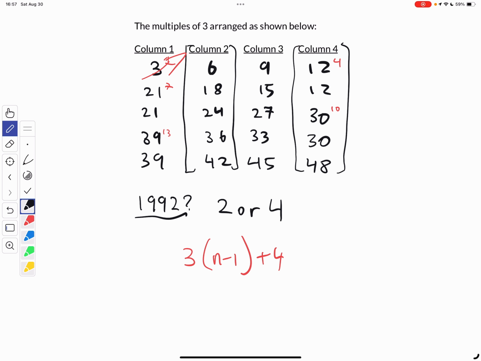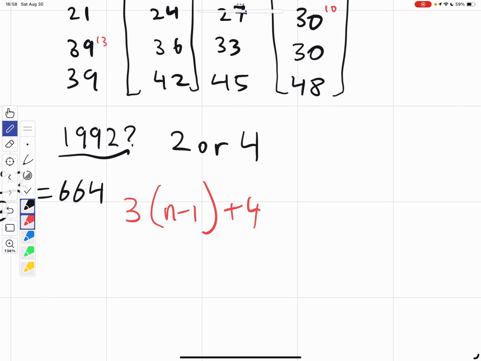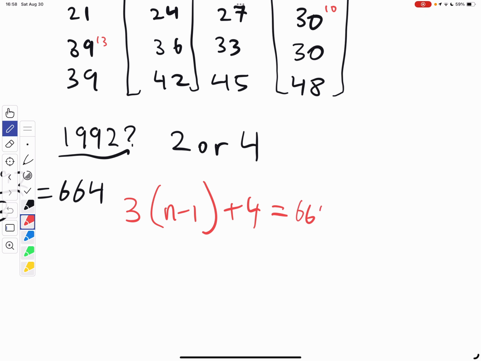1992 divided by 3, right? Because this is finding which multiple of 3. Let's check which multiple of 3 1992 really is. Dividing by 3, we get 664. You may check that calculation now. Just in case I'm incorrect, I am going to check it with a calculator. It is correct indeed. So now we can set this equal to 664 and solve for n.